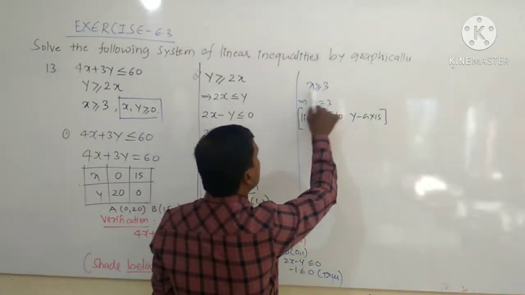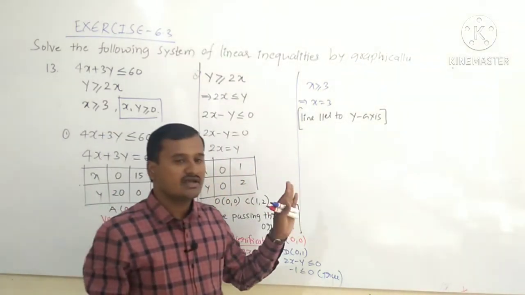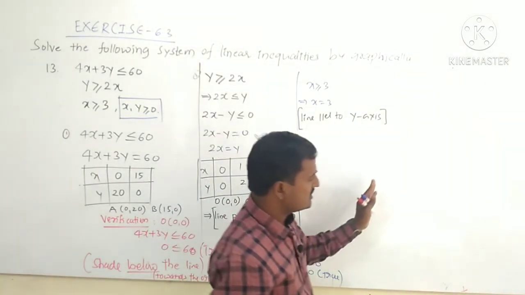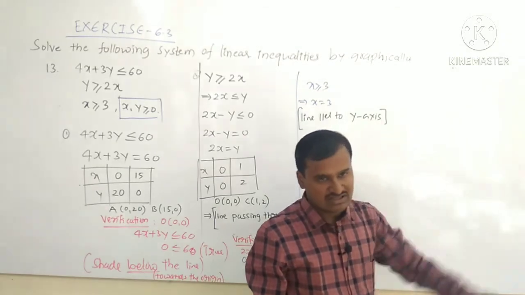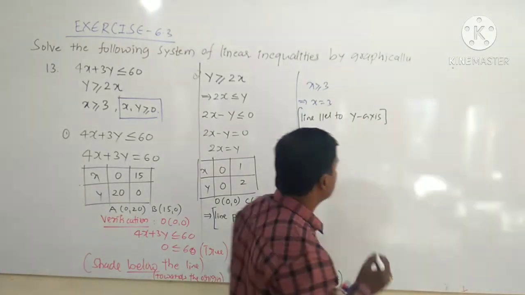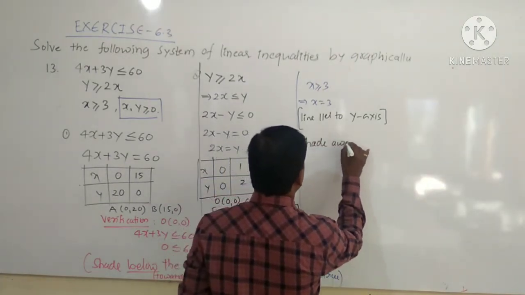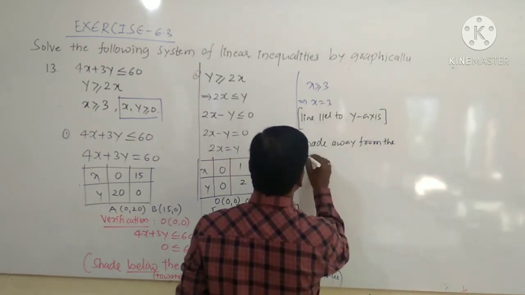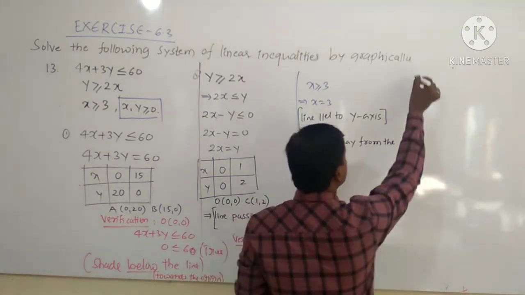And here it is more than. More than means what are the possible values of x? The values of x are more than 3. So more than 3 means you have to take 4, 5, 6 like that. Those points lie away from the origin. So therefore here I will write: shade away from the origin. This one. We'll go to the graph.